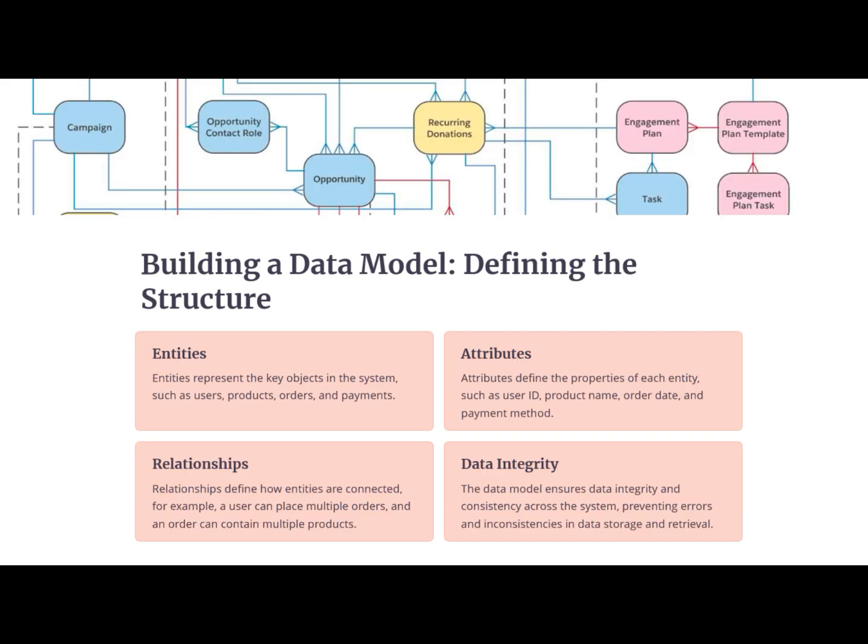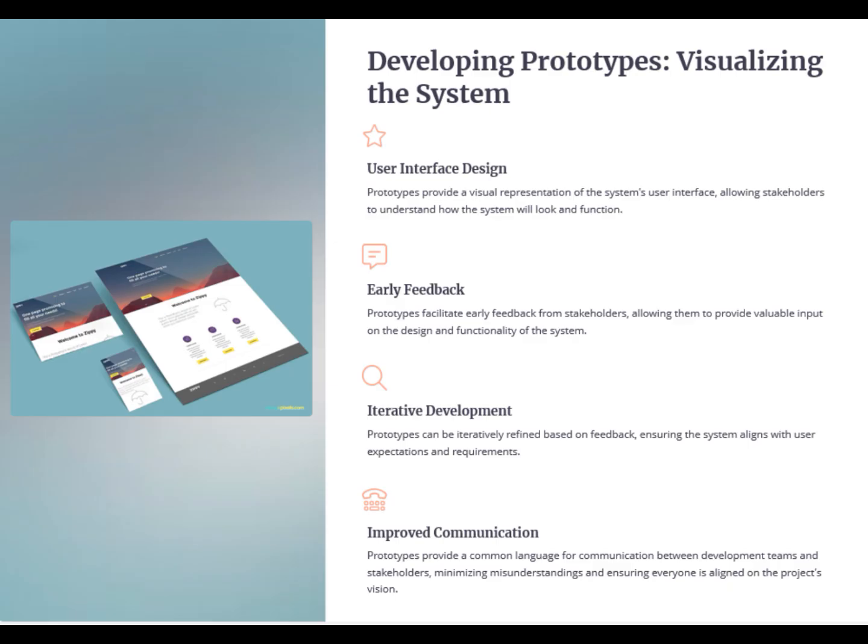How do you build a data model? Entities. Entities represent the key objects in the system such as users, products, orders, and payments. Attributes. Attributes define the properties of each entity such as user ID, product name, order date, and payment method. Relationships. Relationships define how entities are connected. For example, a user can place multiple orders and an order can contain multiple products. Data integrity. The data model ensures data integrity and consistency across the system, preventing errors and inconsistencies in data storage and retrieval.